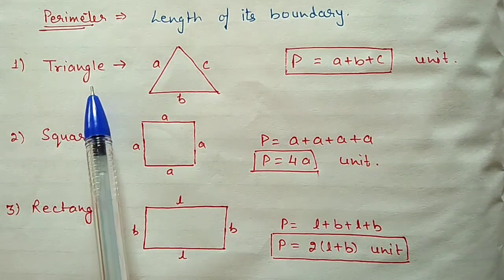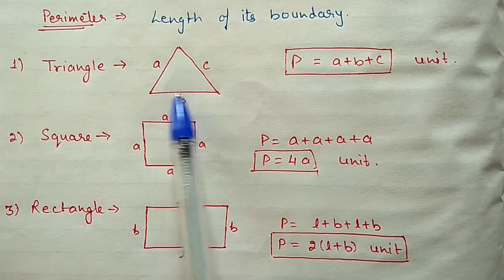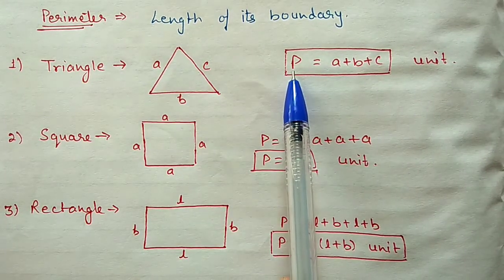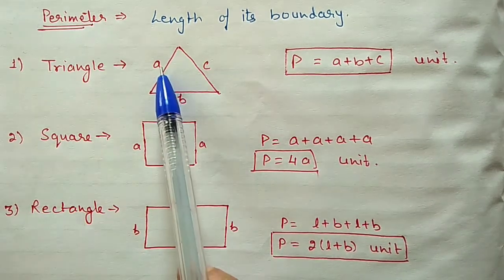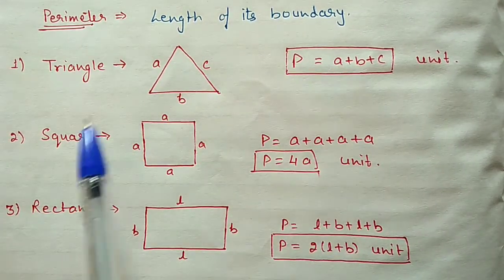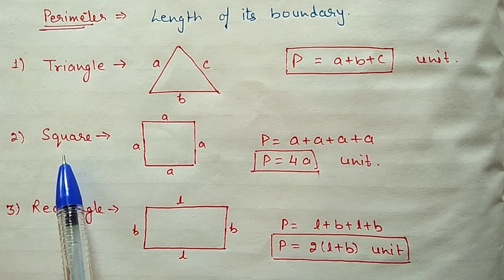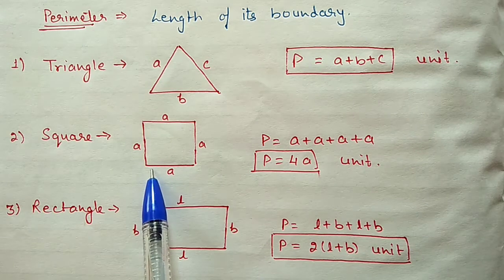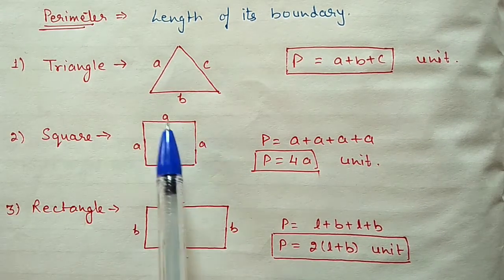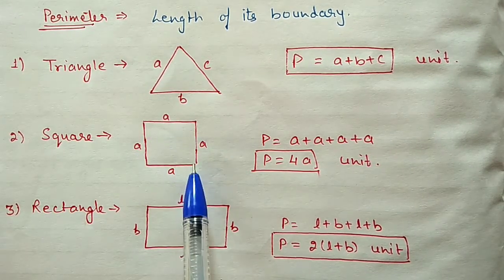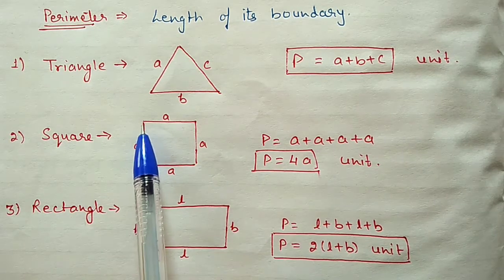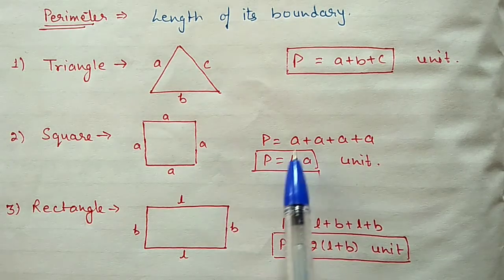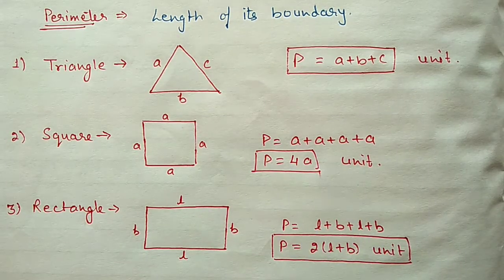The first figure is a triangle. A triangle is a closed figure made with three straight lines. So the perimeter of a triangle will be the sum of all three sides, a plus b plus c. For the second figure you will learn about the square. A square is a four-sided quadrilateral and all four sides are equal. These angles are 90 degrees. So perimeter means this plus this plus this plus this, all four sides. So it will be 4a units.